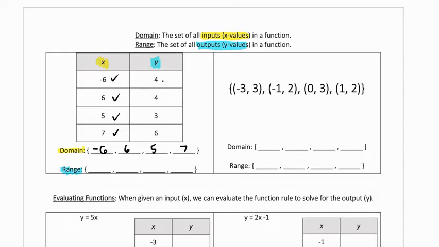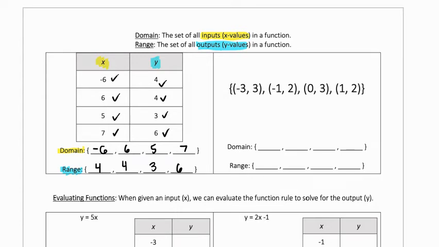Then for our range, we are looking at all of the possible outputs, so the y values that are related here. So we have 4, 4, 3, and 6. So notice here that we had some outputs that were repeated, but our inputs never repeated. In a function, the inputs are not allowed to repeat. You don't want to repeat your x, but it's okay to repeat a y value or output as part of your range. So this is still a function, and we've now identified the domain and range of this function.